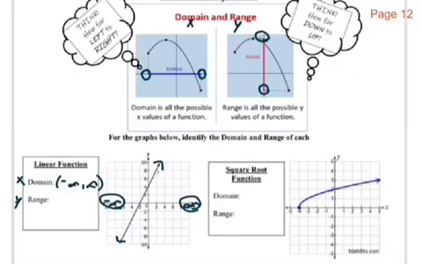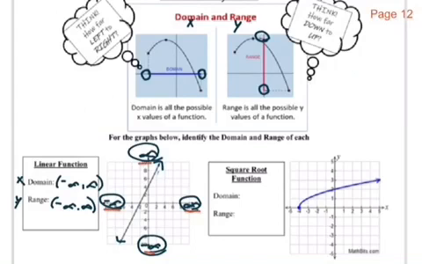The range, which is going to be your y values, will be your lowest number, and since this has an arrow on the end, my lowest is negative infinity, my highest is going to be positive infinity. Remember, I want to see two things labeled on the x-axis and two on the y-axis.